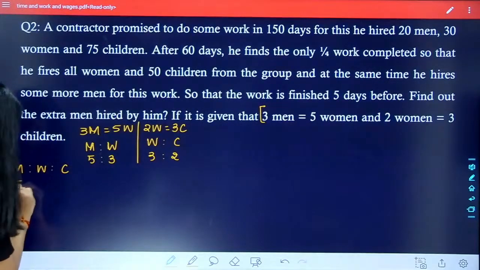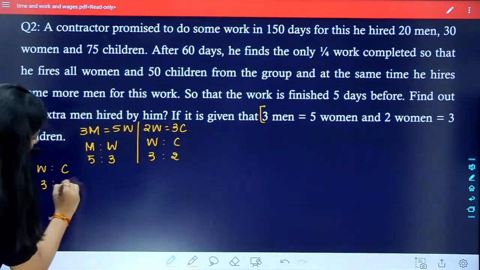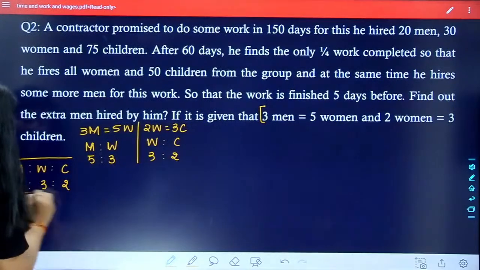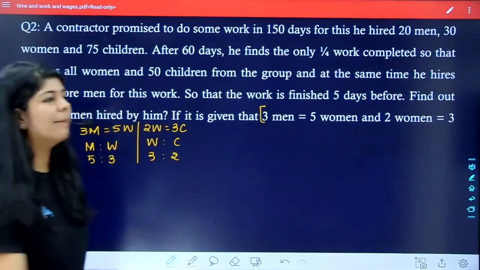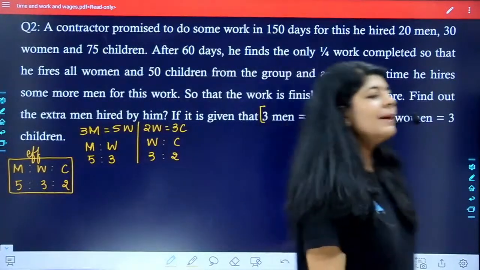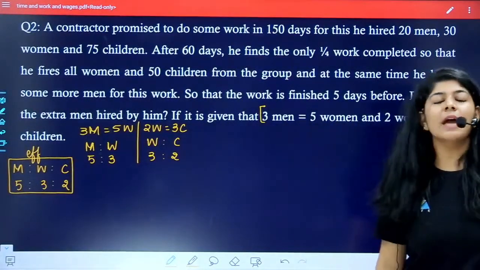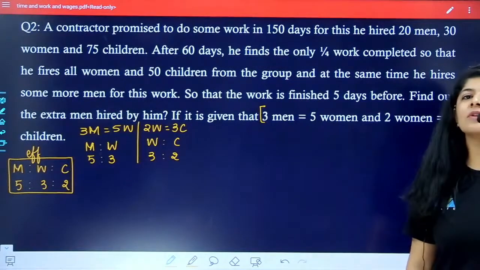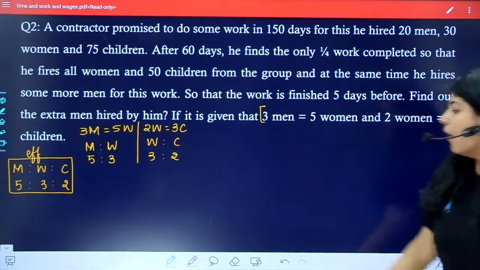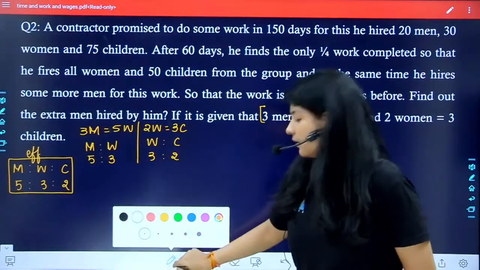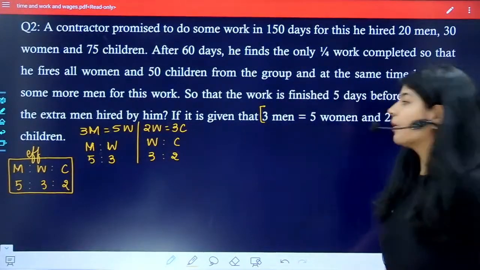If I have to write down the combined ratio of efficiency between men, women and children, I can write it as 5:3:2. Now I am having the efficiency ratio. All you have to do is to apply the concept of M1D1 upon W1 is equals to M2D2 upon W2. Okay? Okay, let's see whether your answer is correct or not.